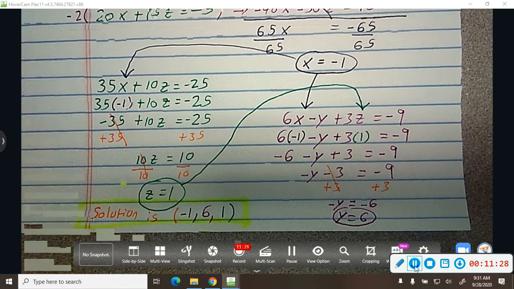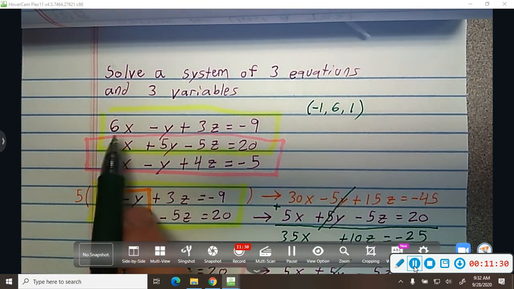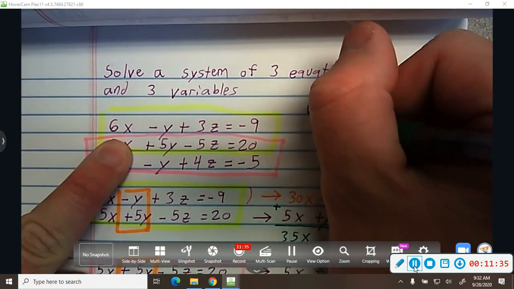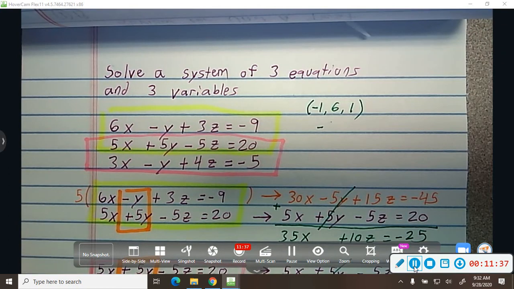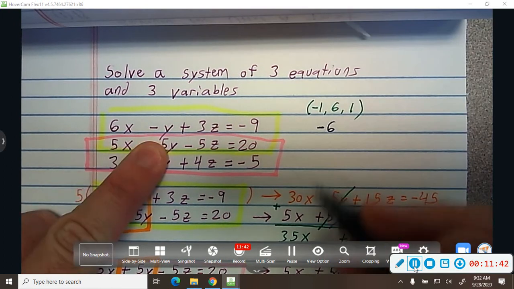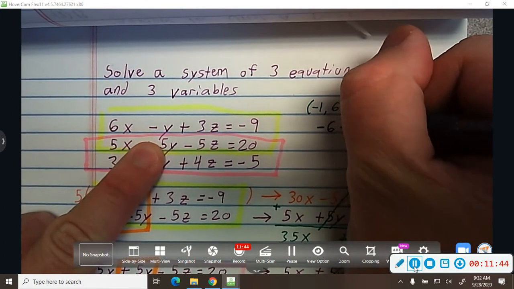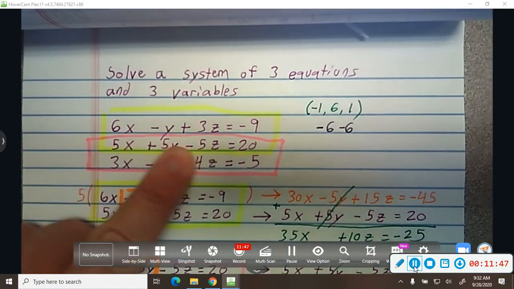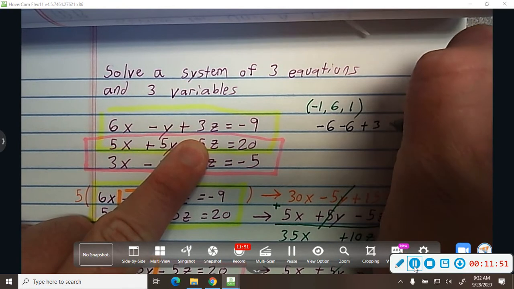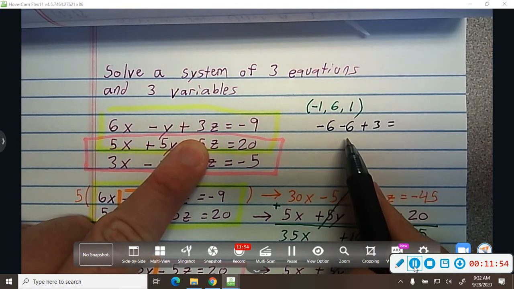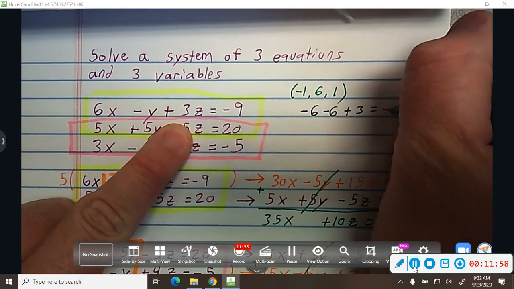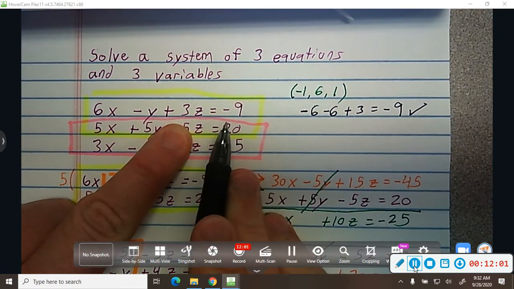The last thing I'm going to do is just plug these in, check my work. So 6 times negative 1 would be negative 6. I'll use a different color. And then that would be minus 6. And then plus 3 times 1 would be plus 3. And negative 6 plus negative 6 is negative 12. Negative 12 plus 3 is negative 9, which matches up. So we're good so far.